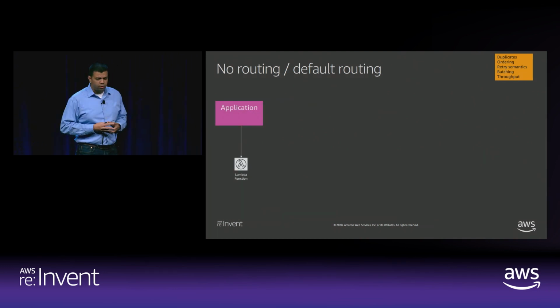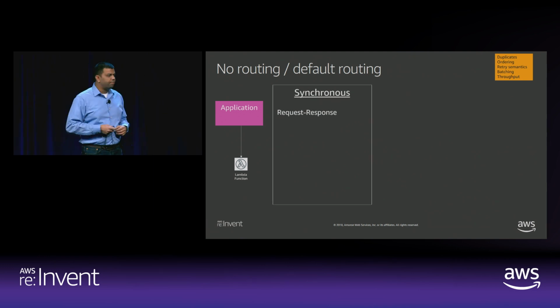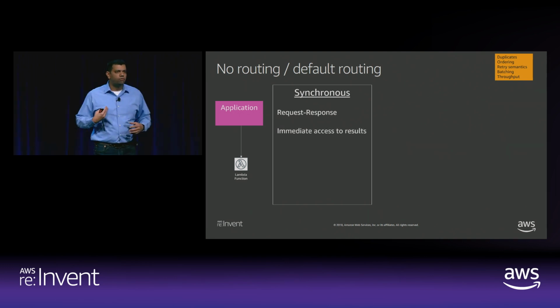And so the simplest routing mechanism is no routing. Your application essentially invokes Lambda directly. And there are 2 modes in which you can do this. The first mode is simple synchronous invocation. It's a request-response mechanism. And the results of your invocation are available immediately to your application.